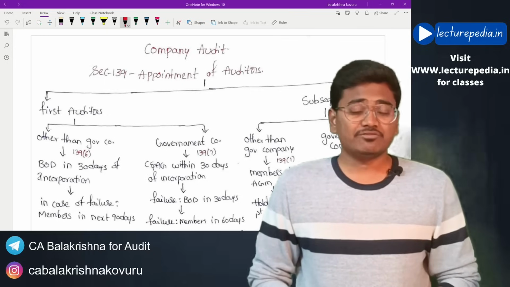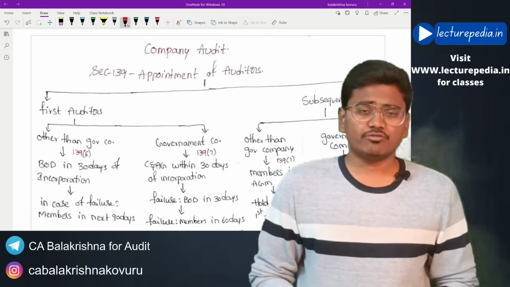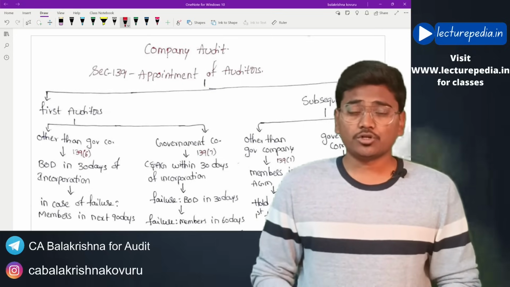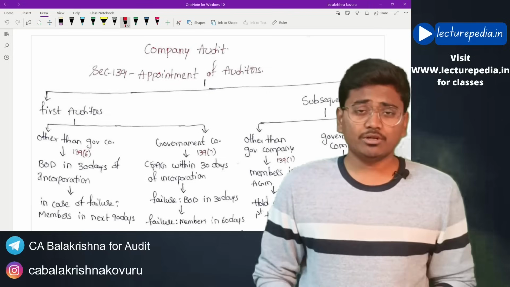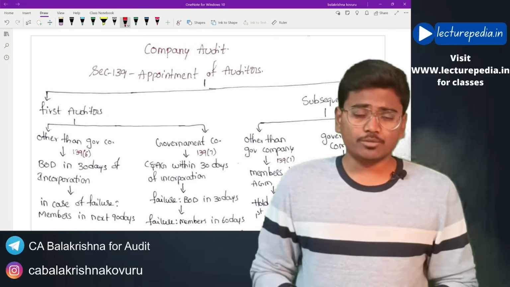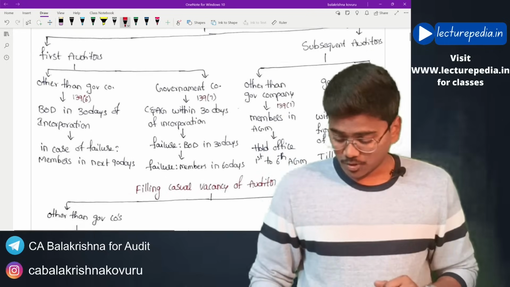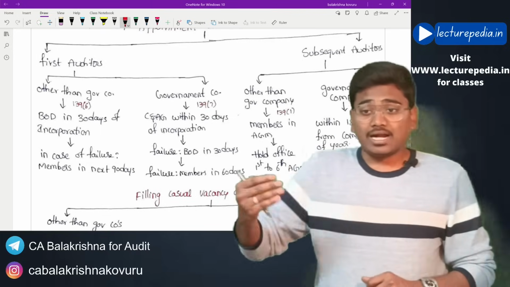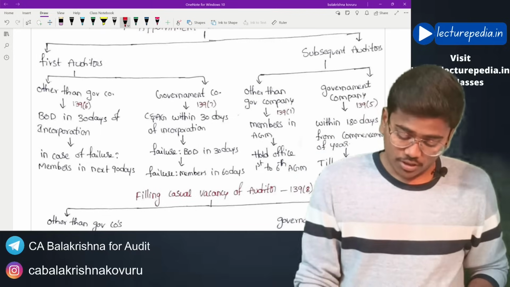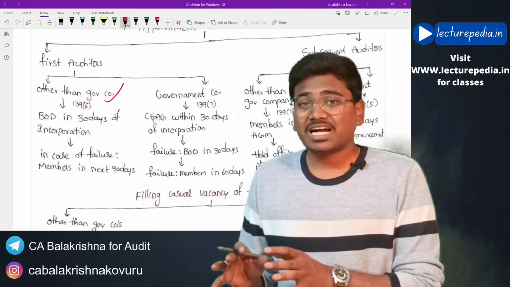Now starting with the revision of company audit, the first section is Section 139, which deals with appointment of auditors of a company. How the first auditor will be appointed and how the subsequent auditor will be appointed are the two bifurcations in this section. In case of the first auditor, we have another bifurcation: first auditor of other than a government company and first auditor of a government company.